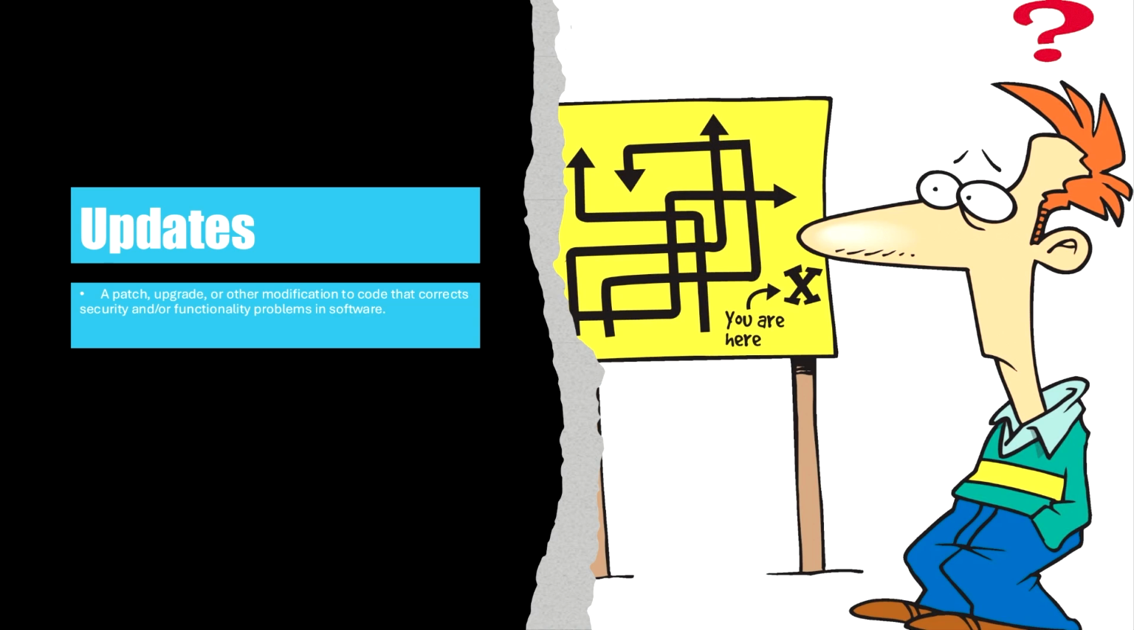Yeah. So the next one is one that people are familiar with. It is updates. The technical term for that is a patch, upgrade, or other modification to code that corrects security and/or functionality problems in software. Everybody kind of knows this, but if there's a bug in an application or there's a security patch because there's a vulnerability, this is how those get sent out to computers and applications, via updates.